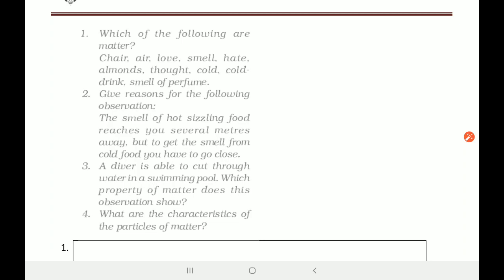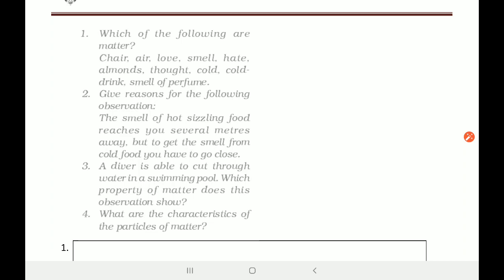That's it for today. We are supposed to answer these questions. So I want these four questions from you. You will complete them and send the picture to me. Which of the following are matter? Chair, air, love. Love is not matter, right? Smell is not matter. Hate, not matter. Almonds, yes, matter. Thought, not matter. Cold, not matter. Cold drink, yes, it is matter. Smell of perfume, yes, it is matter. You will say smell is not matter, but smell of perfume is matter. Let me tell you, smell is a sense, and smell of perfume is a sense due to the perfume's particles. That's why we say it is matter.